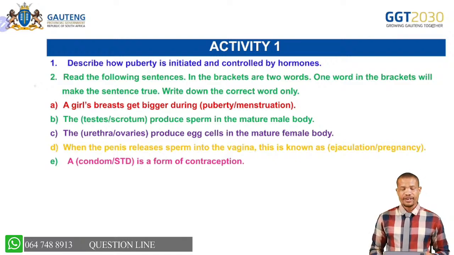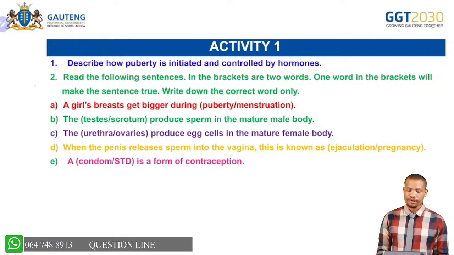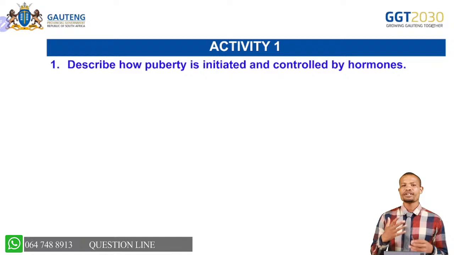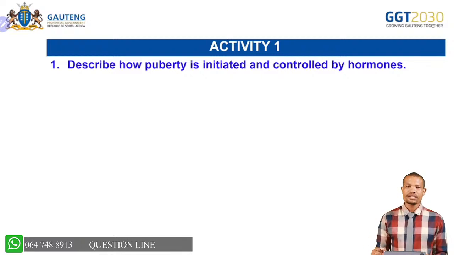So the first question says, describe how puberty is initiated and controlled by hormones. Let's quickly answer that question. What do you think? I'm very interested in your answers. What's your take on this? How is puberty initiated and controlled by hormones?